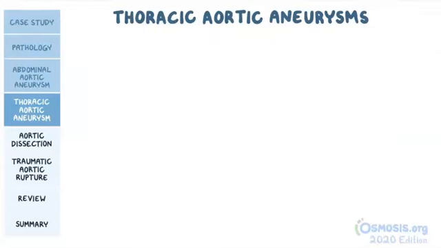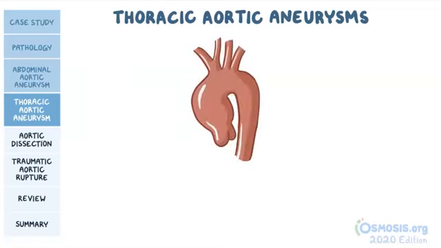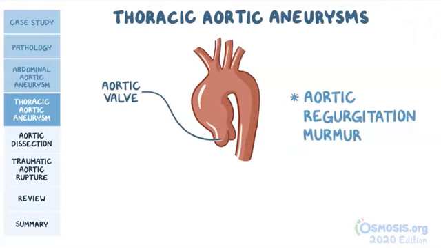Now, a thoracic aortic aneurysm involving the ascending aorta can dilate the area where the aortic valve opening is, impairing the valve's ability to close during diastole. Therefore, you can sometimes hear an aortic regurgitation murmur.